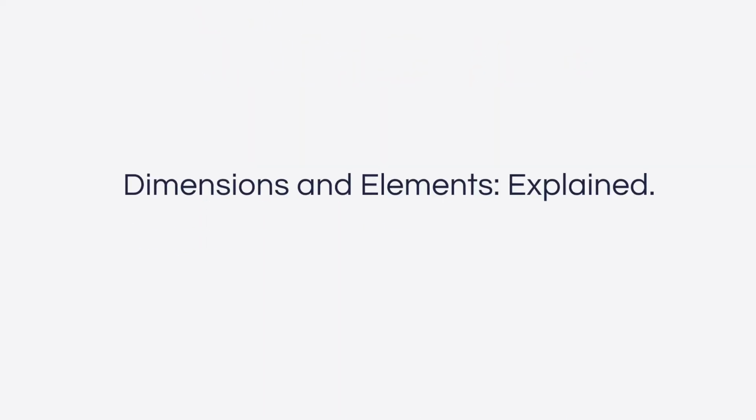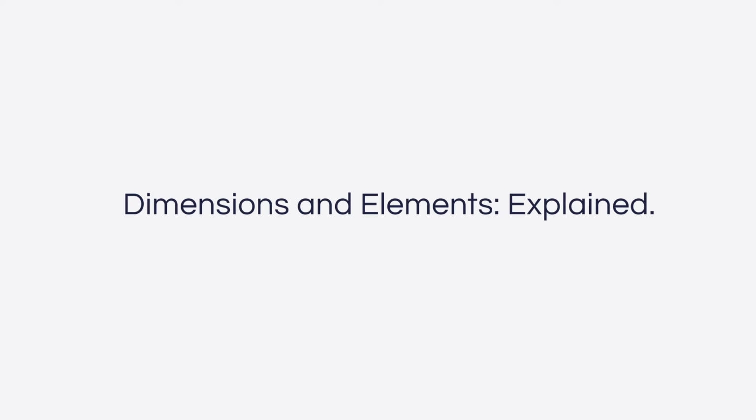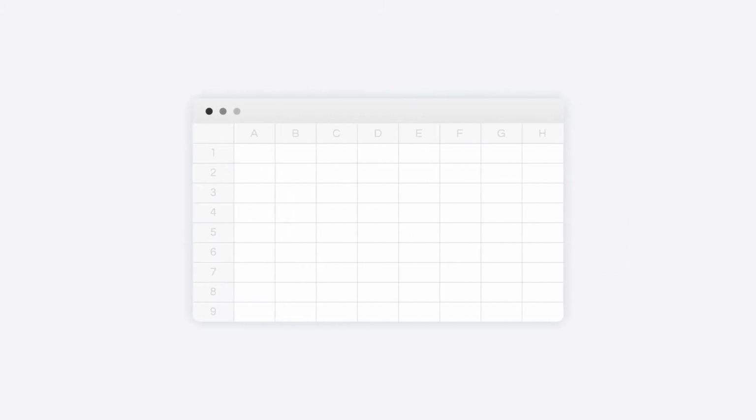Today we will be explaining dimensions and elements in MODLR and how to create them. To start us off, we are going to use a familiar setting, an Excel spreadsheet. An Excel spreadsheet has two dimensions, a column highlighted at the top and a row highlighted on the left. Elements are the sections within the dimensions.